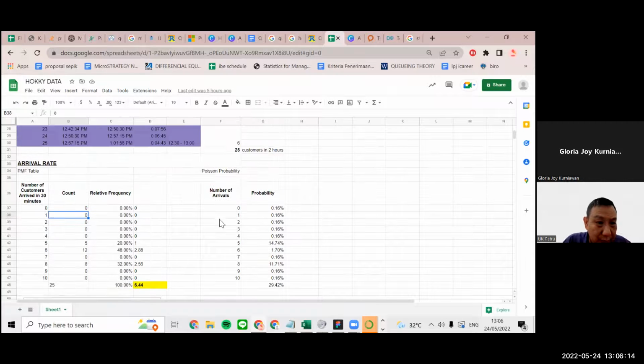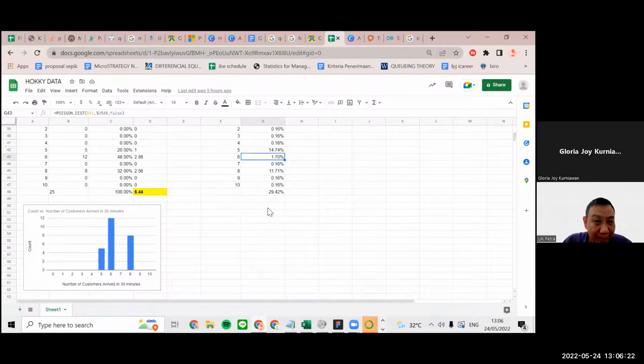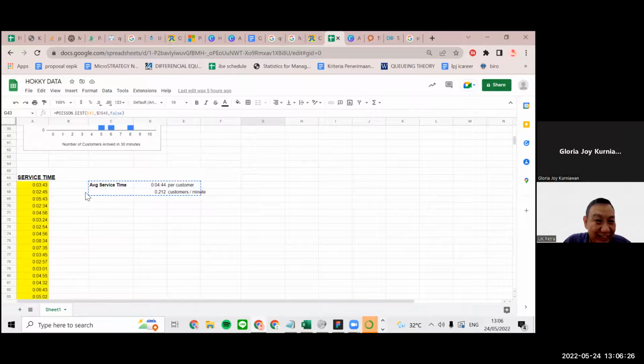So I'll fix this. I tried to make the Poisson probability, but I still messed it up, so I'll figure it out later. And then this is the service time. The average service time is 4 minutes and 44 seconds per customer. Very long. So it is 0.2 customers per minute. One customer is 4 minutes? Yes.